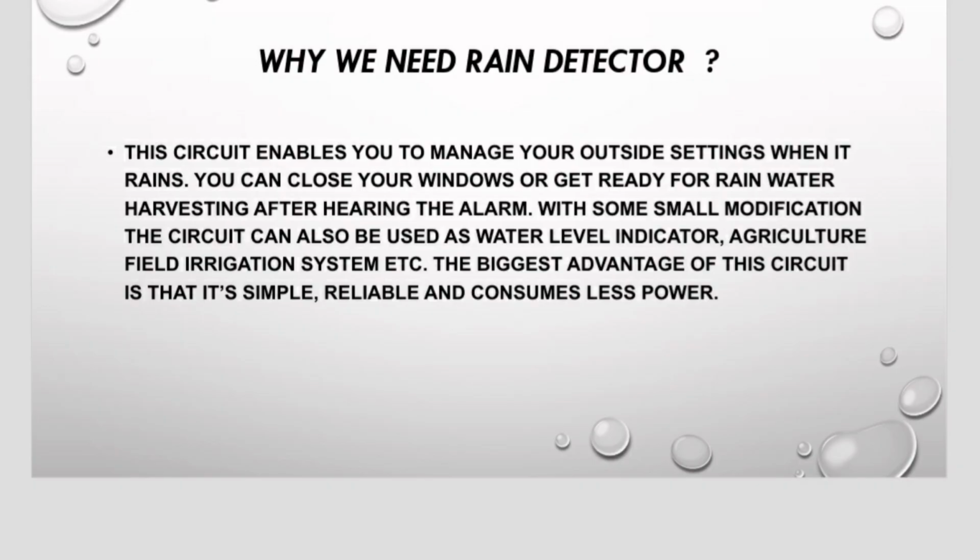Let's see why we need a rain detector. This circuit enables you to manage your outside setting when it rains. You can close your window or get ready for rainwater harvesting after hearing the alarm. With some small modification, the circuit can also be used as a water level indicator, in agriculture fields, irrigation systems, etc. The biggest advantage of this circuit is that it's simple, reliable, and consumes less power.